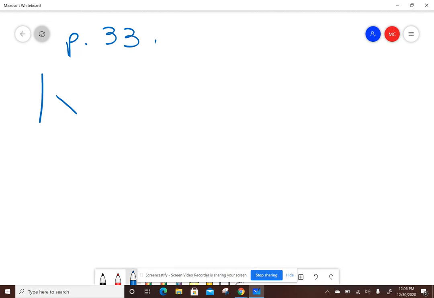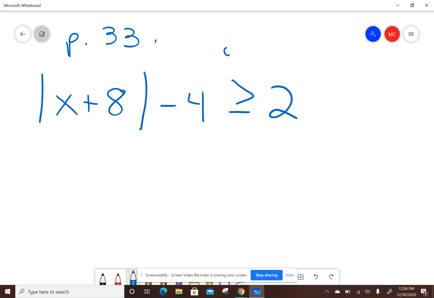We have the absolute value of x plus 8 minus 4 is greater than or equal to 2. So this is greater. But actually, I shouldn't have written that because I shouldn't make that assumption until I isolate the absolute value sign. So first, I'm going to add 4 to both sides. Now I can say it's greater than 6.